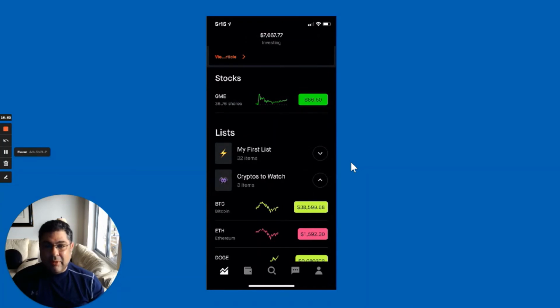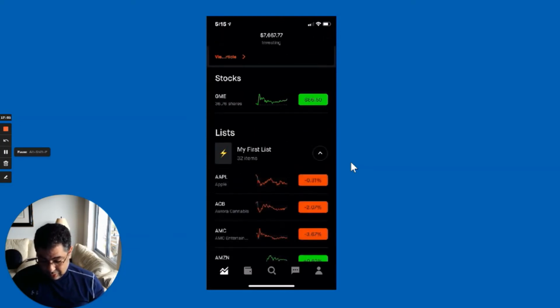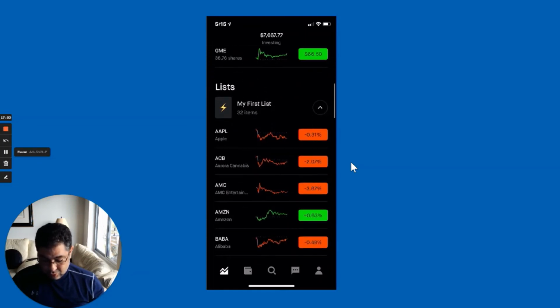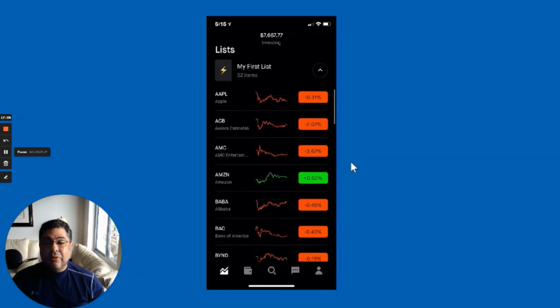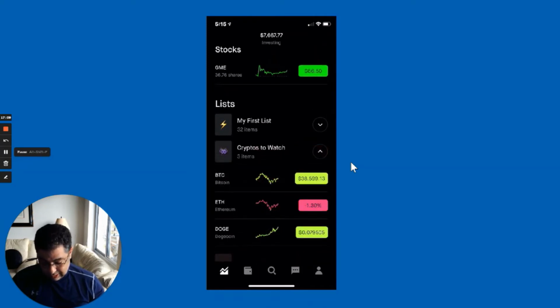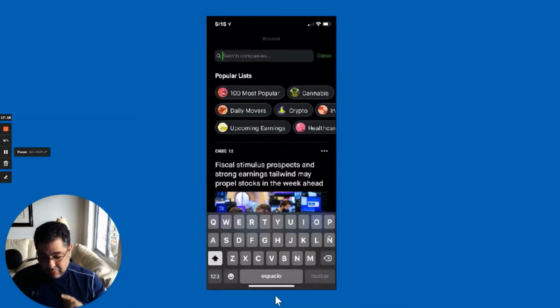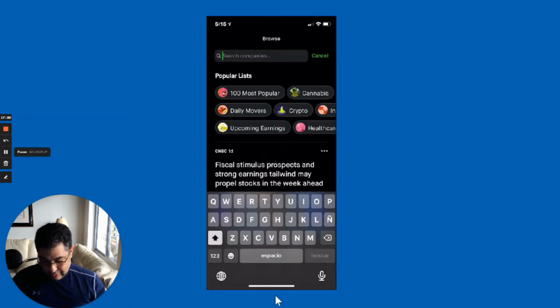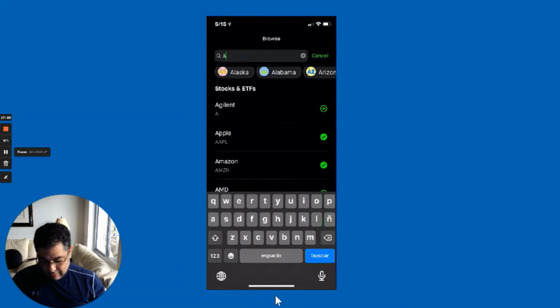So this is going back to the original screen. Now you have something called My List. You can add specific stocks that you want to track to your list. You see, so here they're shown in alphabetical order. Now, how do I add a stock? Okay, you're going to go to the magnifying glass right here, right? And I'm going to put Airbnb.